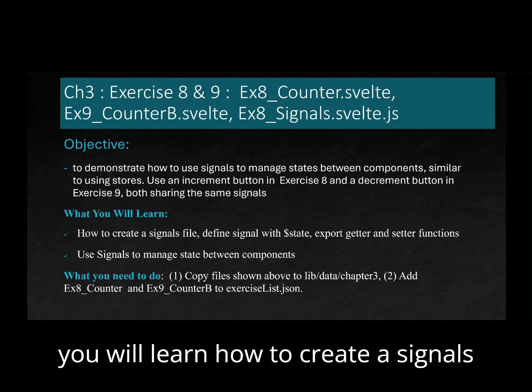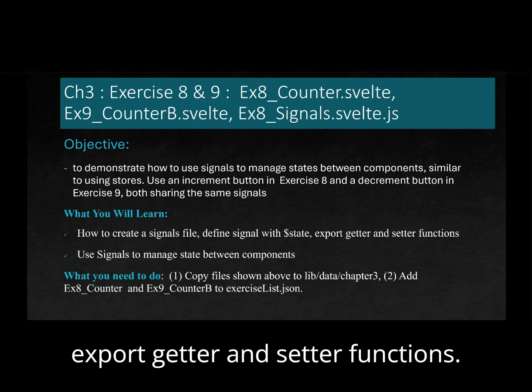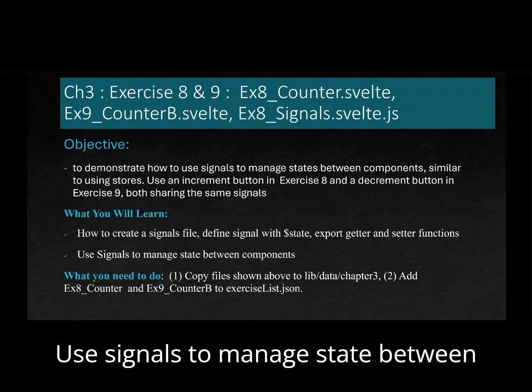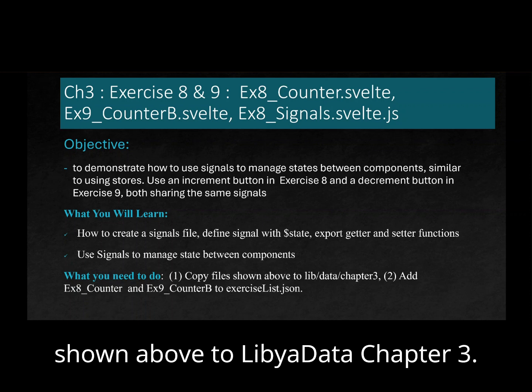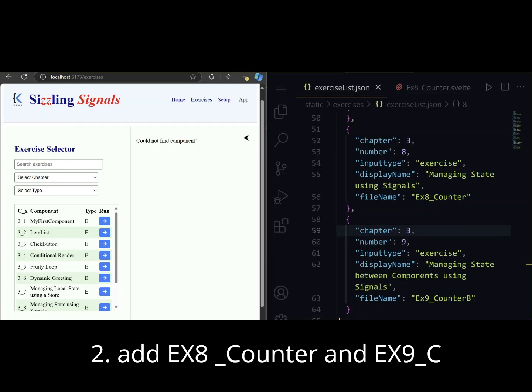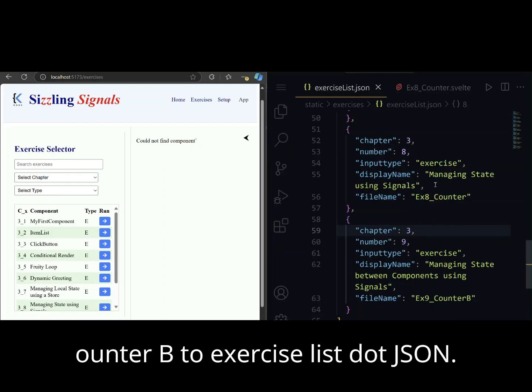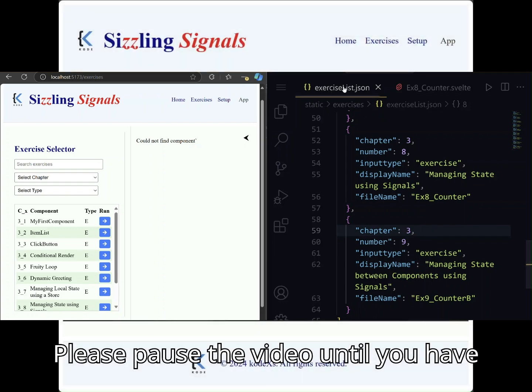What you will learn: how to create a signals file, define signal with $state, export getter and setter functions. Use signals to manage state between components. What you need to do: 1. Copy file shown above to LibData Chapter 3. 2. Add x8_counter and x9_counterb to exercise list.json. Please pause the video until you have done this.